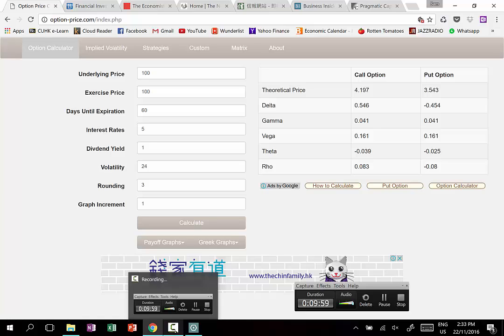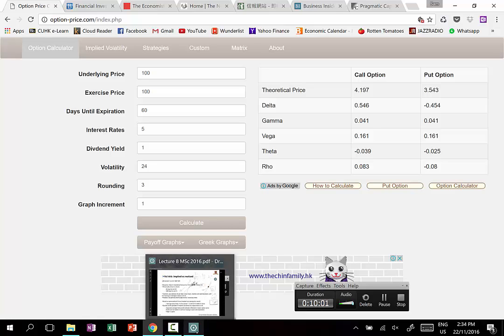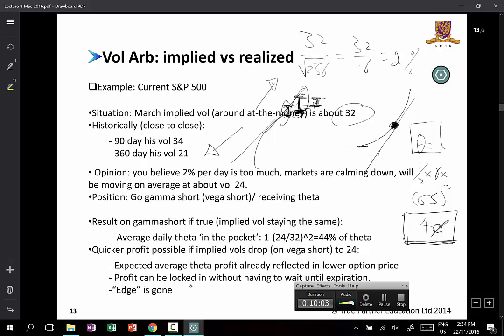So this is kind of like crystallizing or realizing the gain without needing to wait, because the entire market now realized that that option shouldn't be priced at a vol of 32. That's why there'll be a quick possible profit if the implied vol drops and the whole market now is pricing that option at the vol of 24.